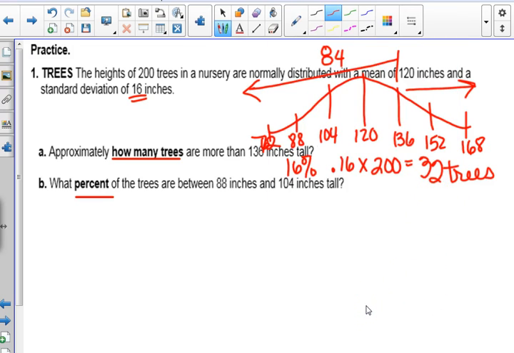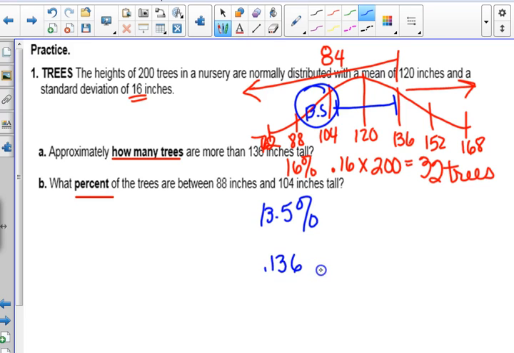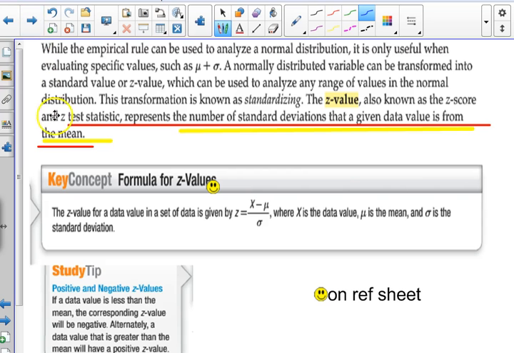Okay. What percent between 88 and 104? Again, you could use the calculator, but if we use the empirical rule, this is 68%. This adds another 13.5. And, oh, that's all it asks. I was getting all excited. It just asks how much is in here, which is 13.5, right? What does the calculator give you? Did someone do it? 0.136. Is that what you said? Okay, 595 about. All right, let's keep going.